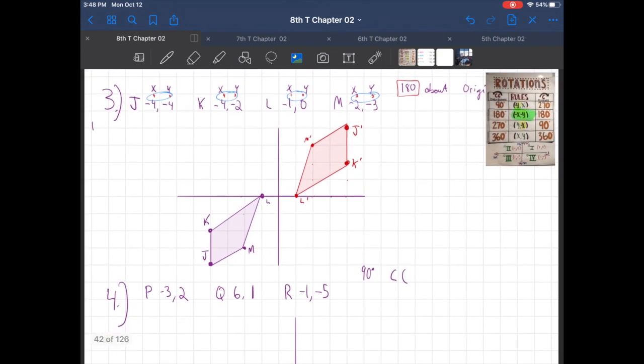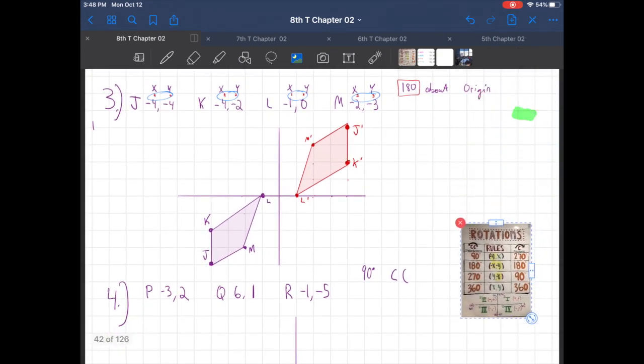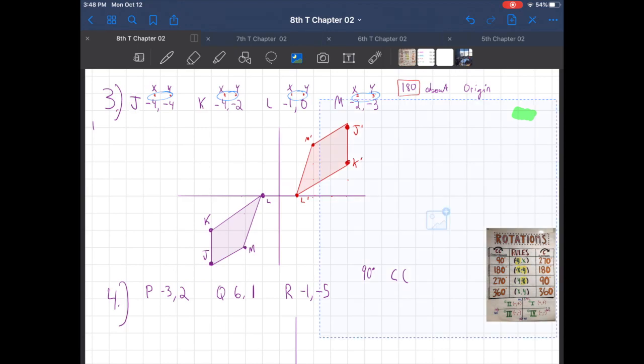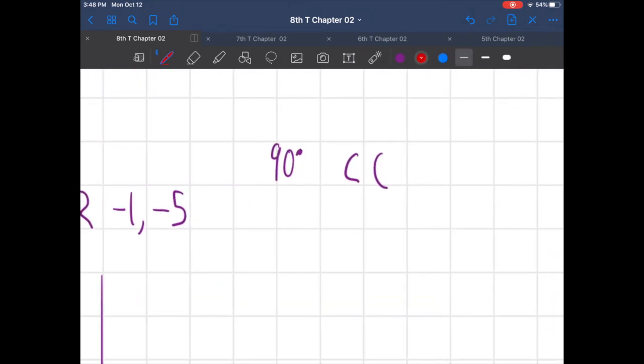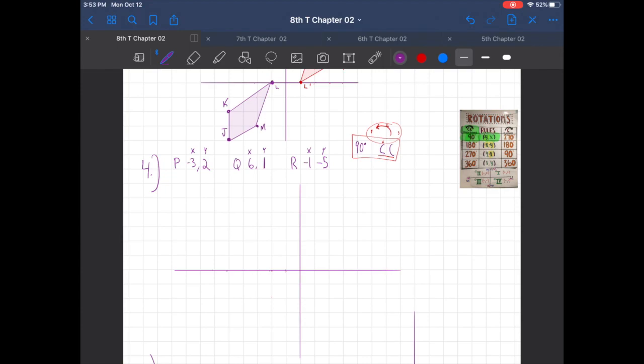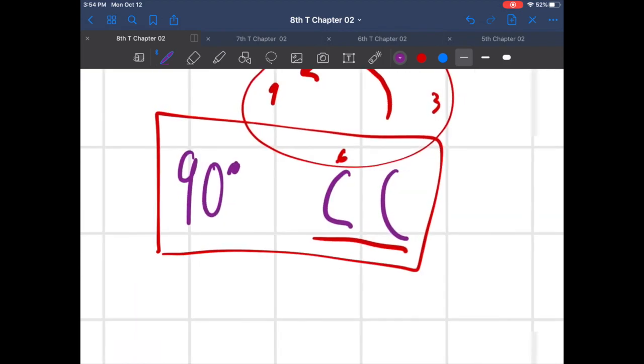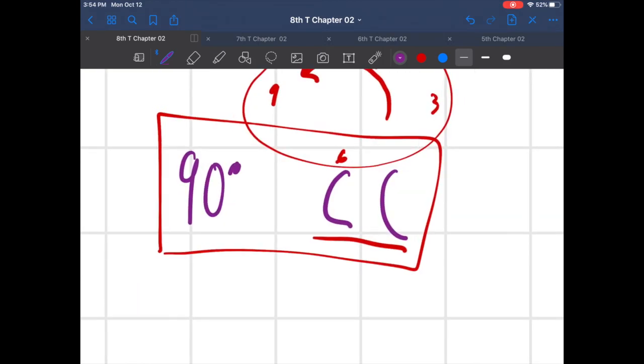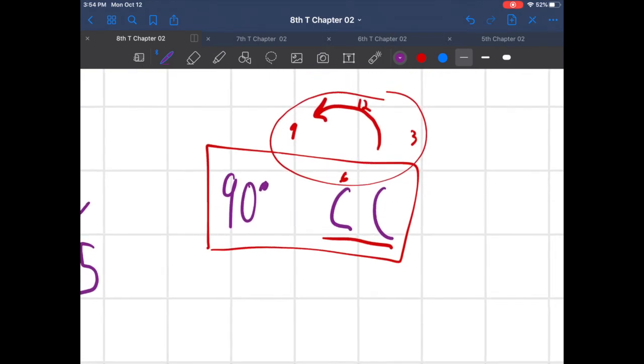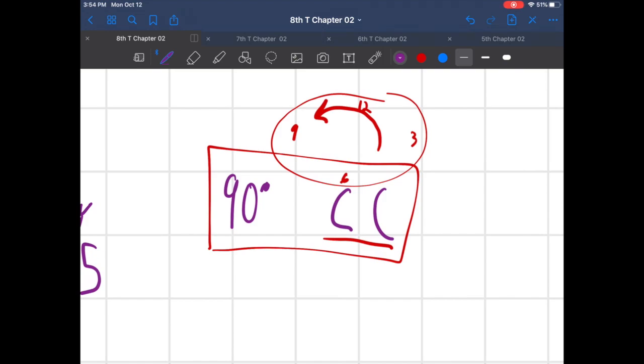All right, let's try another one. Let's move this down here so we can do another one. All right, so here is question number 4. Let's make sure we have our formula. And this one says it is 90 degrees CC. Well, what does CC stand for? It stands for counterclockwise. That means we're going against the clock, so backwards. Normally the clock goes that way, right? So it goes like this. But this time we're going backwards like the clock, so counterclockwise.